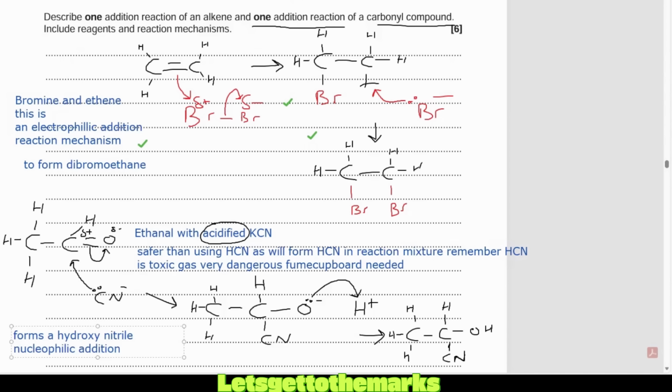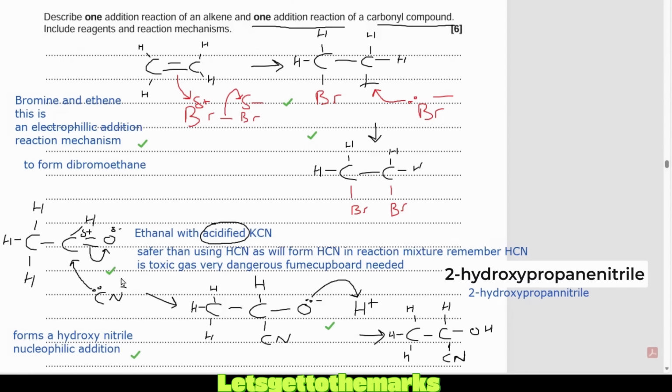What's the name of this mechanism? Well, it's a nucleophilic addition reaction, because we started with a nucleophile. And also we form a hydroxynitrile. And if we want, we can name that 2-hydroxypropanenitrile. Just noticed a mistake in my name. You never want 2 N's together like that. That looks ugly. Put the E after the propan here, so it's propanenitrile. That way you don't get the 2 little N's together.